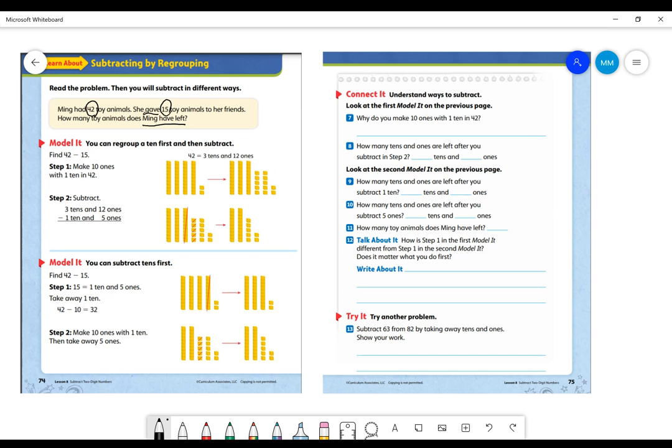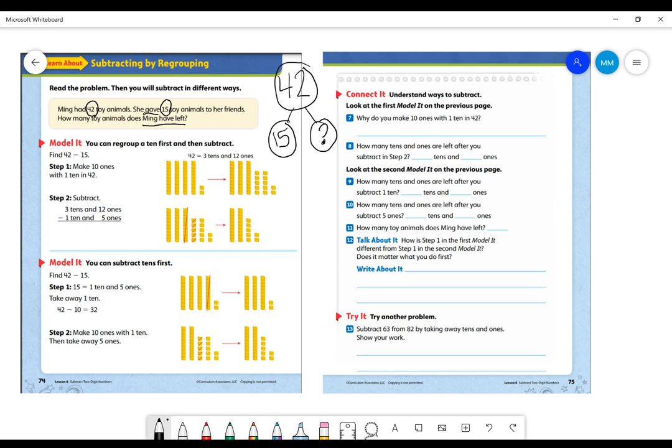So, in our story, we had two numbers, 42 and 15. If we know we are subtracting, we know that we already have our whole. Which number would be our whole? 42. 42 would be our whole. So I'm going to make a number bond just so I can see what this looks like. And what is the part that Ming is giving away? She is giving away 15. So we have to figure out how many toys she has left.